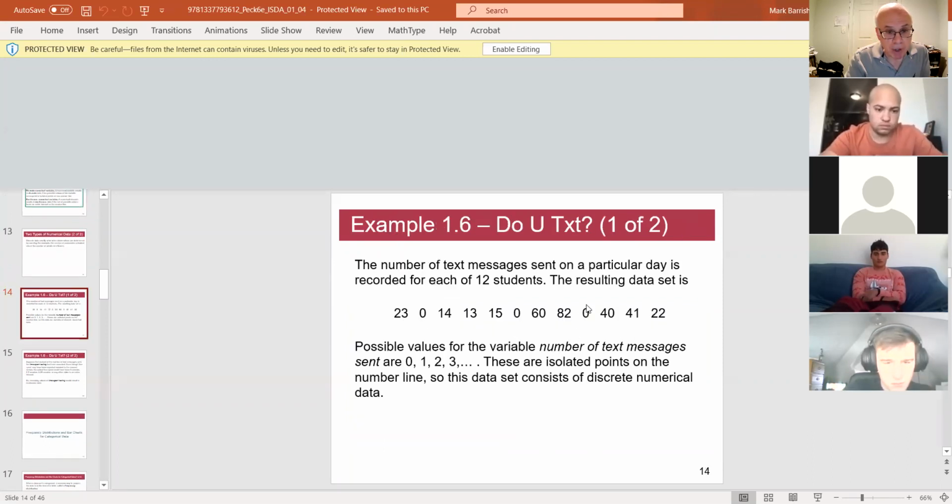For example, the number of text messages. If this was a data set with 12 students and you were asking how many text messages did they get or send on a particular day. Somebody actually sent 82 in a day. Then this is an example of discrete, right? The number of text messages. It could either be 0, 1, 2, 3, all the way up to whatever the highest you could possibly imagine somebody texting in a particular day. But this is a discrete data set.